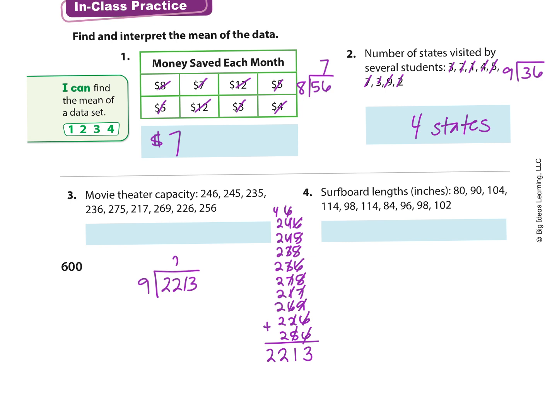It's going to be a big number. So 9 goes into 22 twice, which is 18. Once I subtract, I have 4 left over. Now 9 goes into 41 4 times, which is 36. And that's going to be 5 left over. Bring down the 3. 9 goes into 53 5 times, which is 45.